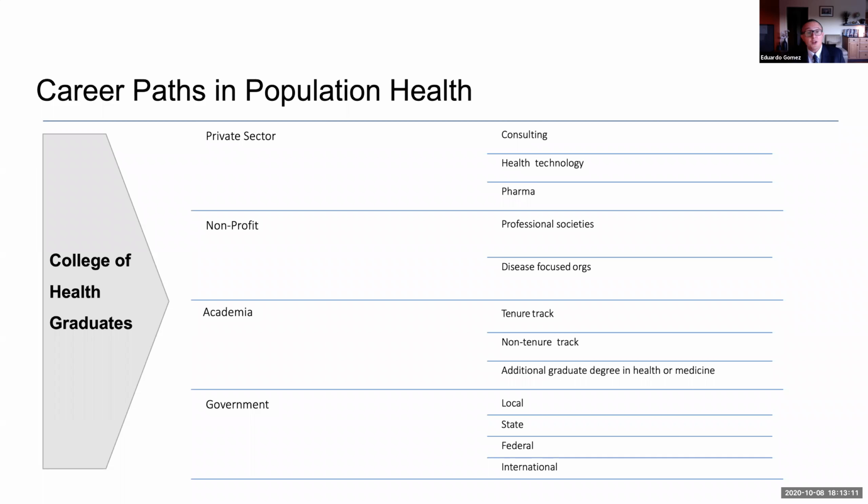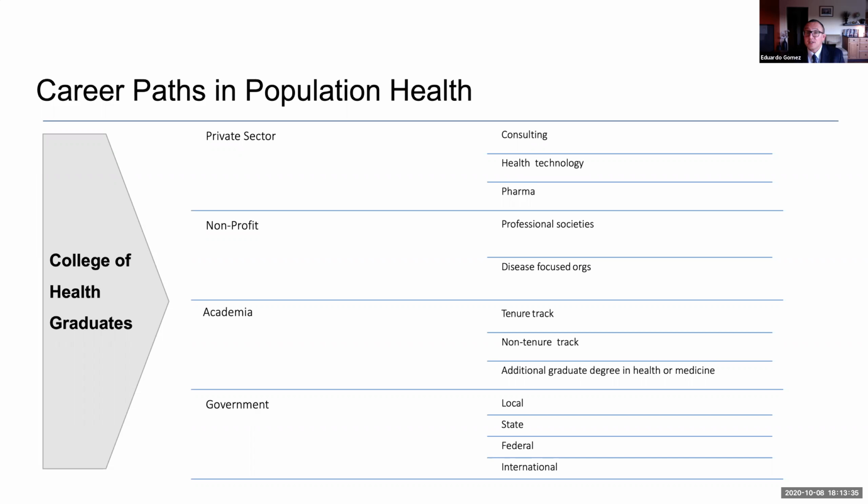But there's also other options in non-profit, such as working for professional societies, for example, or the disease-focused organizations, such as working on heart disease or obesity, specific non-profits that work on particular areas of population health. And there are a myriad of different examples of these kinds of non-profit organizations.